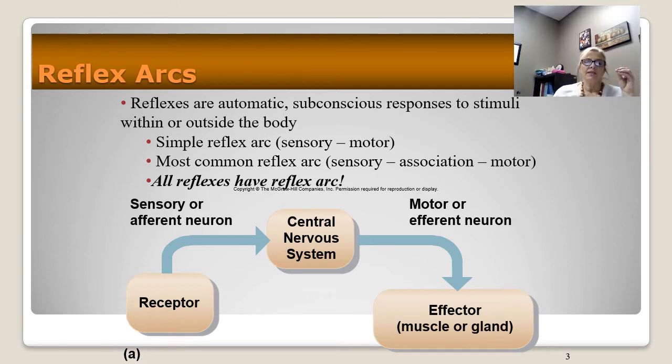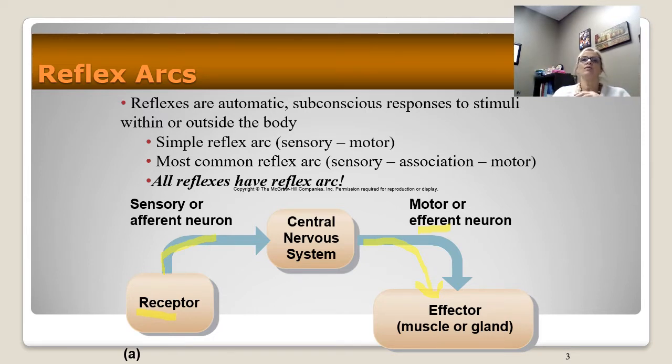You're going to have a receptor, and that's going to be your sensory receptor, and it's going to travel along an afferent neuron. Remember, afferent comes into, so it's going to go into the central nervous system. And then it's going to leave via a motor neuron, which is going to be efferent, so efferent exit, and that is going to go on to the effector. And remember, an effector is going to be a muscle or gland.